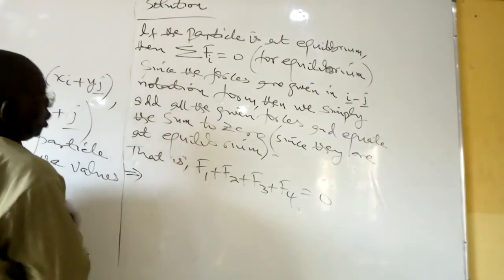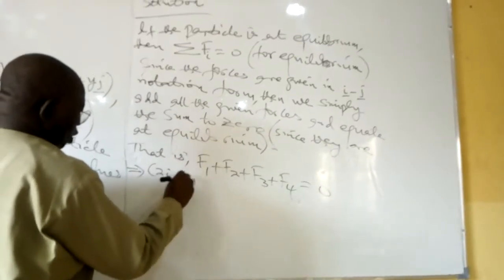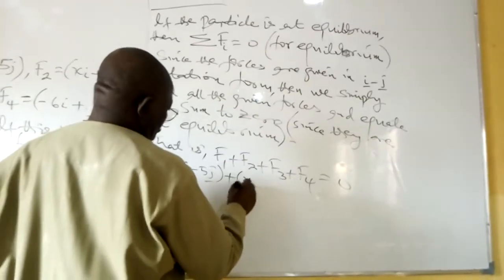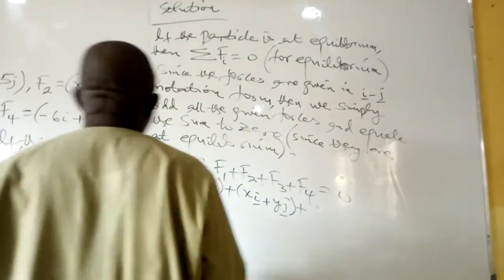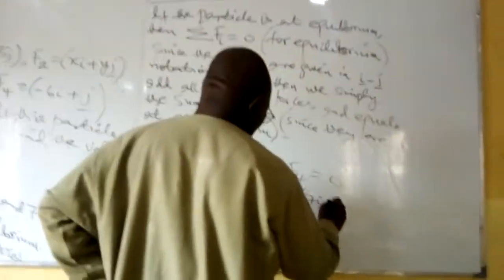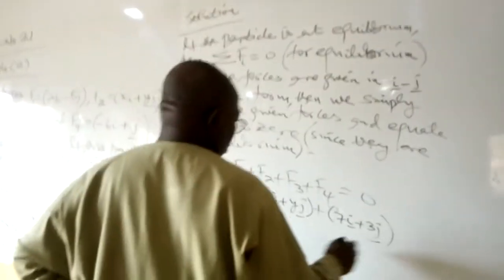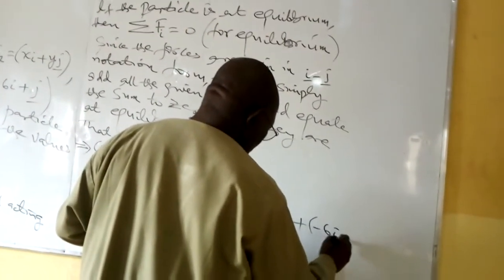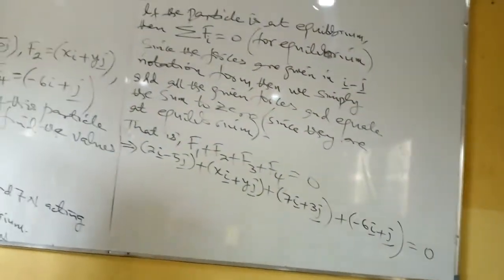So this implies that, what is F1 here? 2i minus 5j, plus xi plus yj, plus 7i plus 3j, plus minus 6i plus j. This is equal to 0. That is for equilibrium.